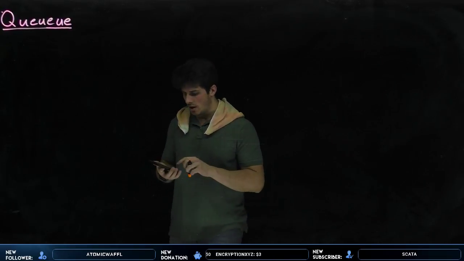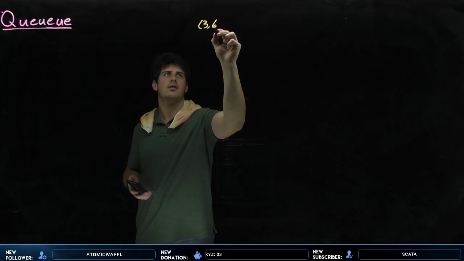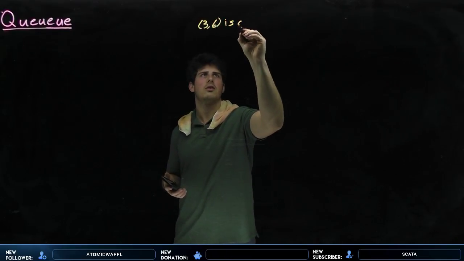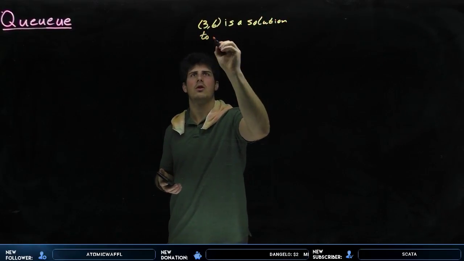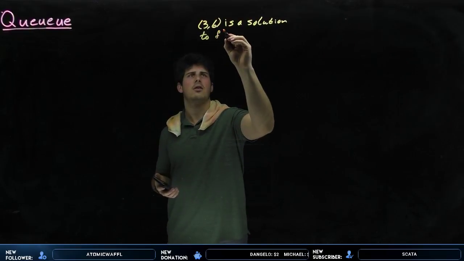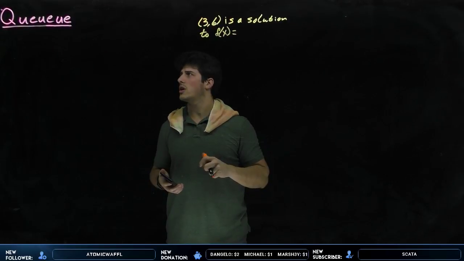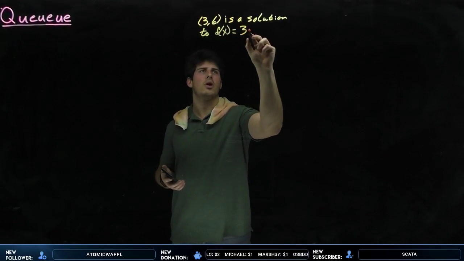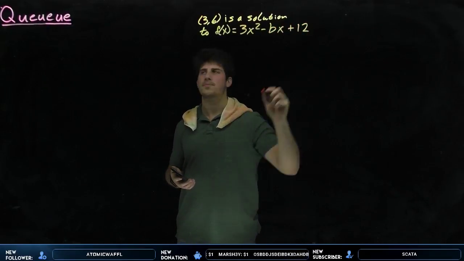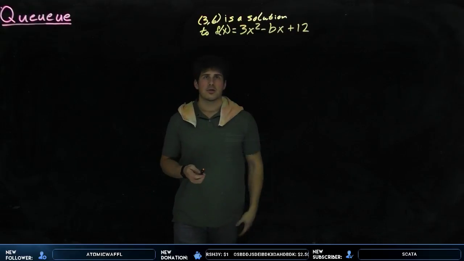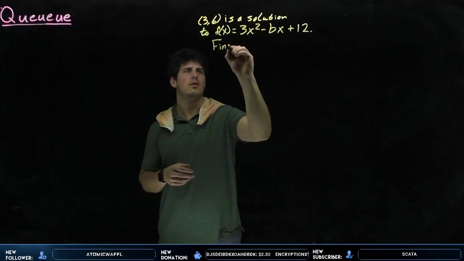This next question, we have 0.36 is a solution to f of x. Is that big enough? Maybe. I'll make sure to write this a little bit bigger. f of x equals 3x squared minus bx plus 12. What they're asking us to do here is to find b.